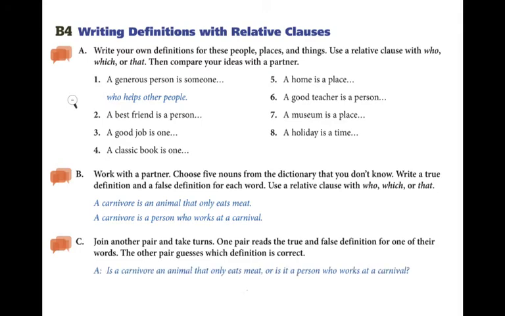So here's an example of asking a question. It's an or question. Is a carnivore an animal that eats only meat, or is it a person who works at a carnival? And then your partner needs to make one of those sentences. A carnivore is an animal that eats only meat, or a carnivore is a person who works at a carnival. So which one is the correct answer? A carnivore is an animal that eats only meat. That's the correct answer. All right, so those are fun things to do to make definitions about words.